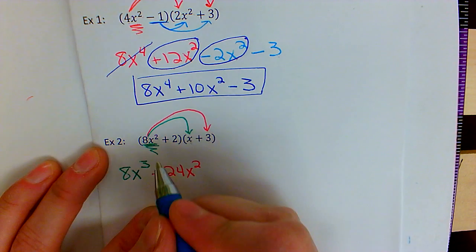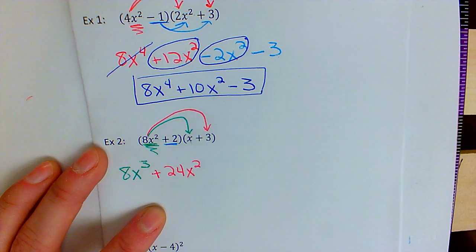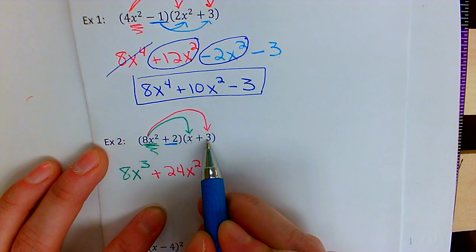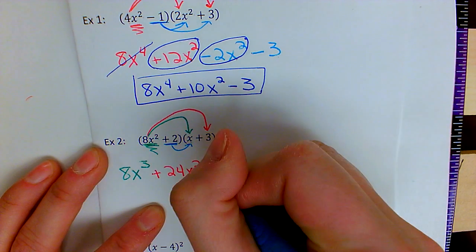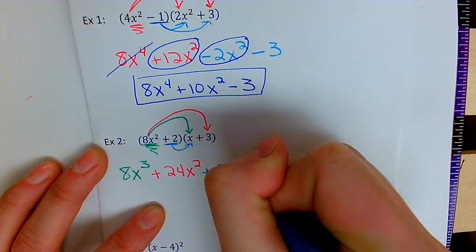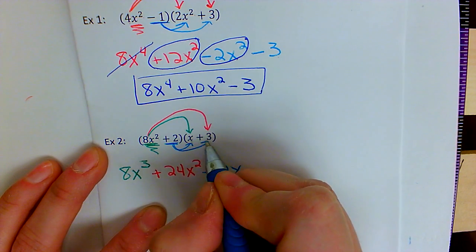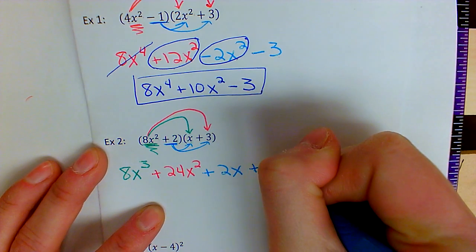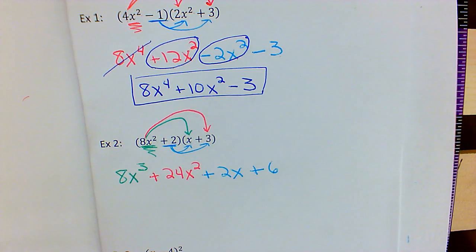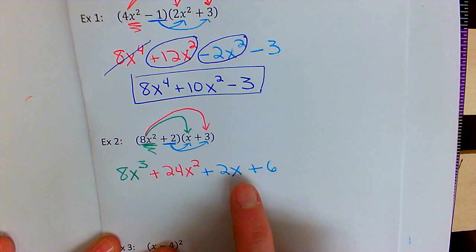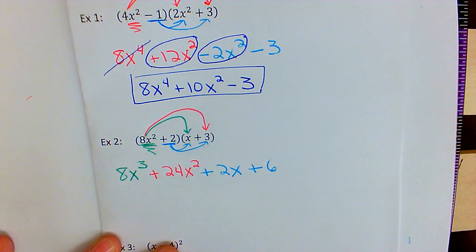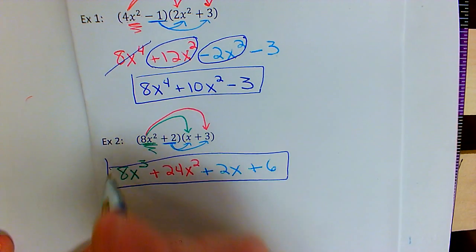What I also have in the parentheses is a positive 2 in that first set, so now I've got to distribute it to the other set. 2 times 1x gives me a positive 2x. And then 2 times 3 gives me a positive 6. Now what's different about this problem is that we don't have any like terms to combine at the end. I've got x cubed, x squared, x, and a constant. None of those are like terms, so we are finished.